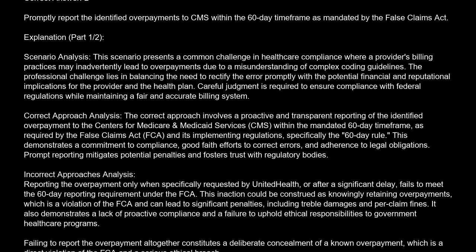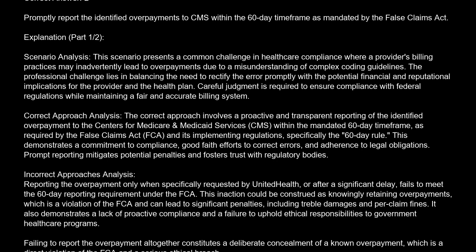The professional challenge lies in balancing the need to rectify the error promptly with the potential financial and reputational implications for the provider and the health plan. Careful judgment is required to ensure compliance with federal regulations while maintaining a fair and accurate billing system.